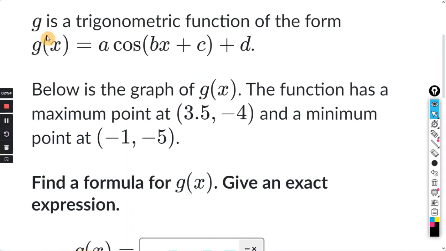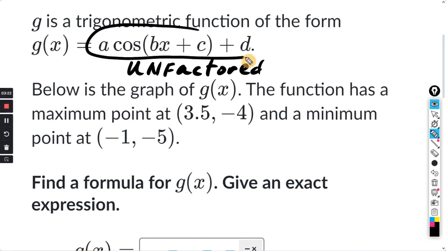All right, so it says g is a trig function of the form, and it's in this form here. Again, I use different letters, but this right here is clearly unfactored. And how do I know that? Because x has a coefficient in front of it. You can see x is multiplied by b, so that is not factored. I believe the answer has to be in this form. If not, then I'm going to factor it, and I'm going to try to enter that answer in the box, but I believe it has to be in this form.